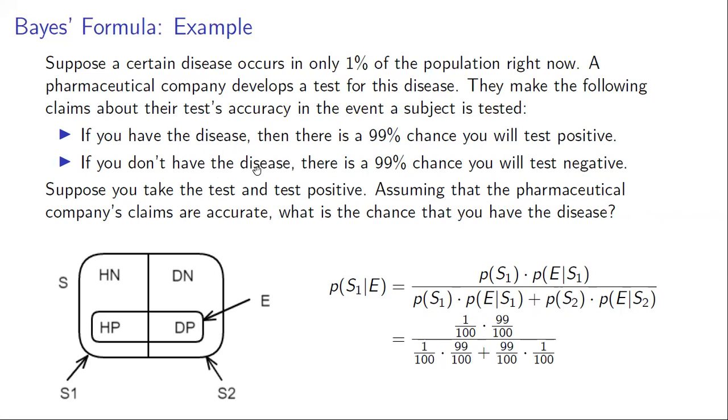The company says if you don't have the disease, there's a 99% chance you will test negative. So here I don't have the disease, right? S2, I don't have the disease. What's the probability that I will nevertheless test positive? 1 out of 100. Okay, if we simplify this, this comes out to be 1/2 or 50%. So again, the question was, assuming we took the test and it came back positive, and we believe everything the company told us, what's the probability that we actually have the disease? Answer: 50%, which is really kind of shocking.